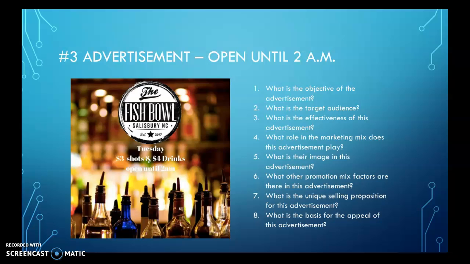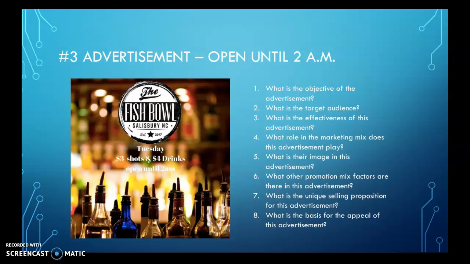Okay, third advertisement, open until 2 a.m. Whoop whoop. What is the objective of this advertisement? To get people to come in and enjoy themselves for a late time, obviously. Your audience would be 21 and up, more outgoing people, party goers to be specific.